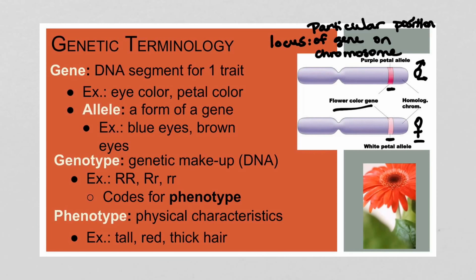Okay, so next is genotype. Genotype refers to the genetic makeup. So what specific combination of alleles does an individual have? That's their genotype. Genotype codes for phenotype. Phenotype, you can remember the PH at the beginning of phenotype, physical. So the phenotype is associated with the physical characteristics. So, for example, what color is the flower actually? Is a person tall or short? What's their hair color? So that would be the phenotype.